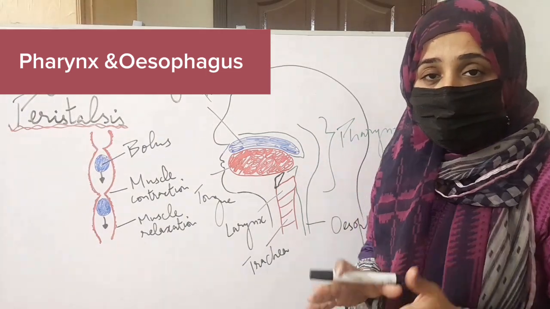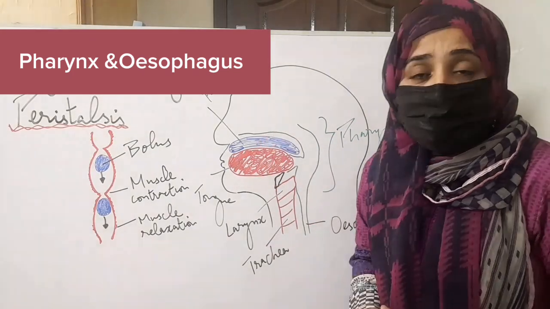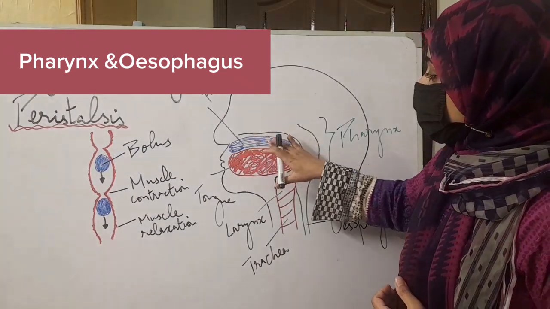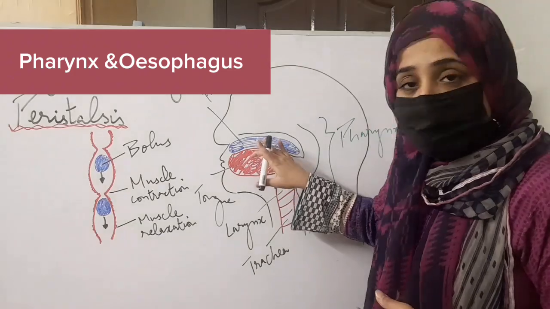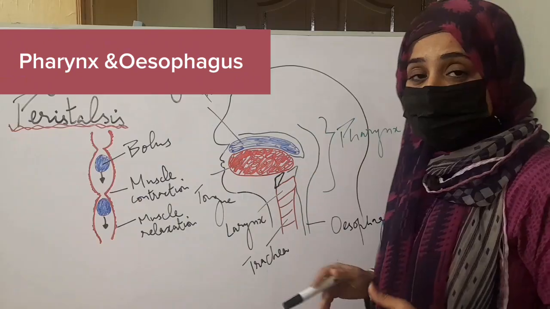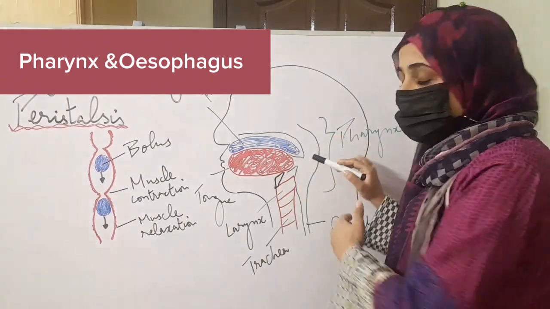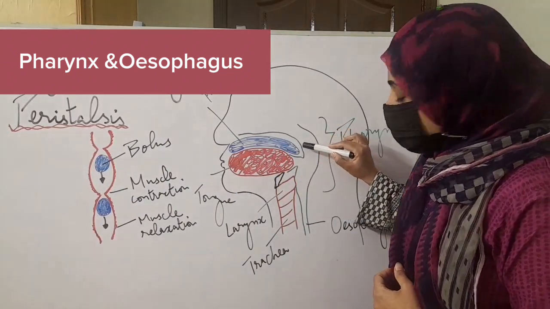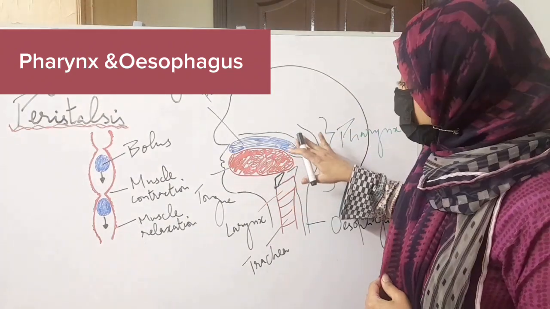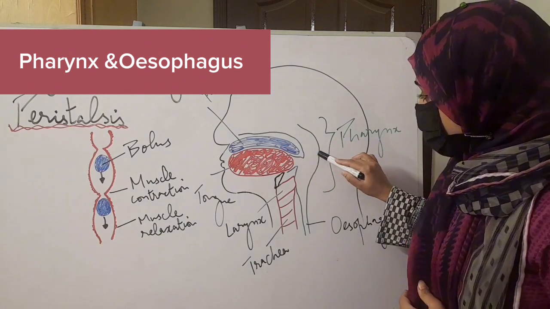When the tongue pushes the bolus towards the pharynx or esophagus, the palate plays an important role in this swallowing, the soft palate. The palate can be divided into two portions: the hard palate, and the posterior is the soft palate. When the bolus is swallowed, the soft palate moves upward and towards the rear, it means backward. When it moves upward and backward, the openings of the nasal cavity are closed. So in this way, the bolus moves through the pharynx.